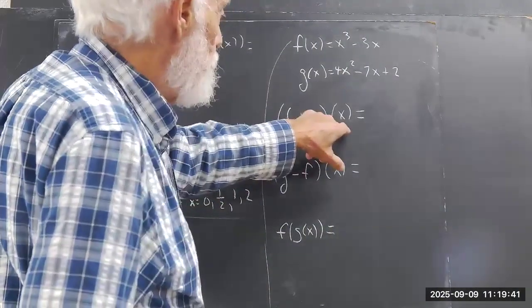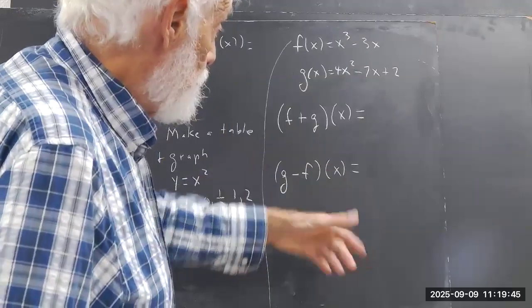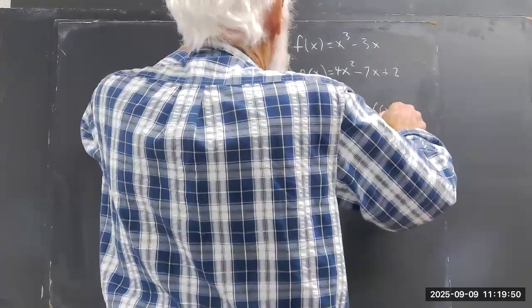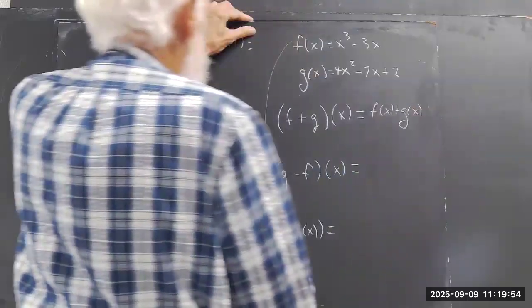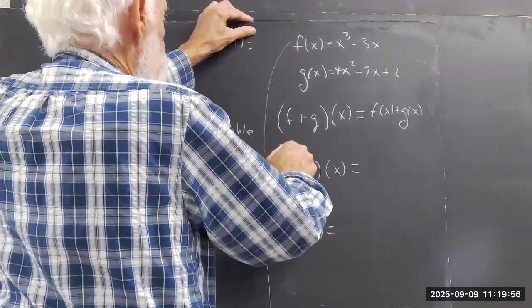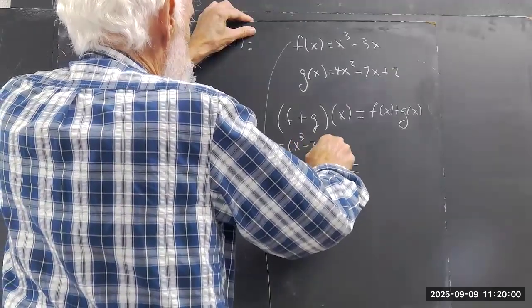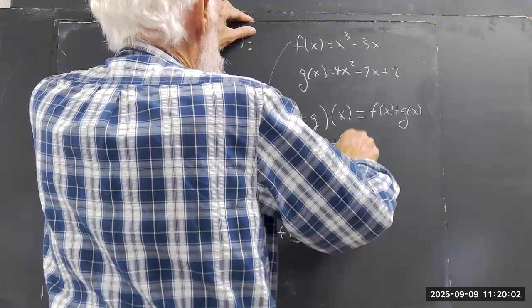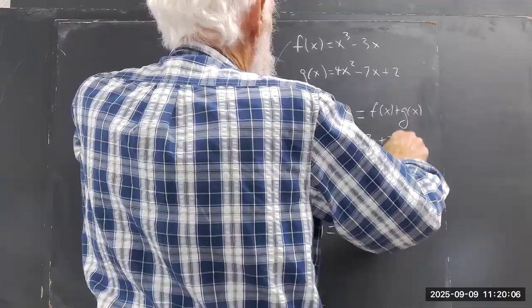Okay, we have f plus g of x. Well, f plus g of x equals f of x plus g of x. And that equals x cubed minus 3x plus 4x squared minus 7x plus 2.